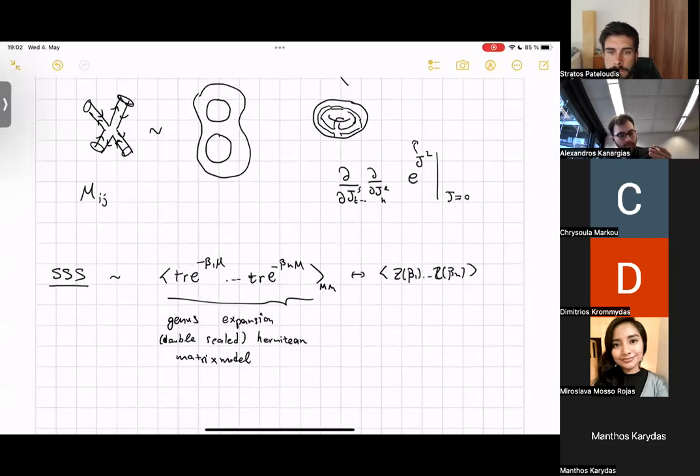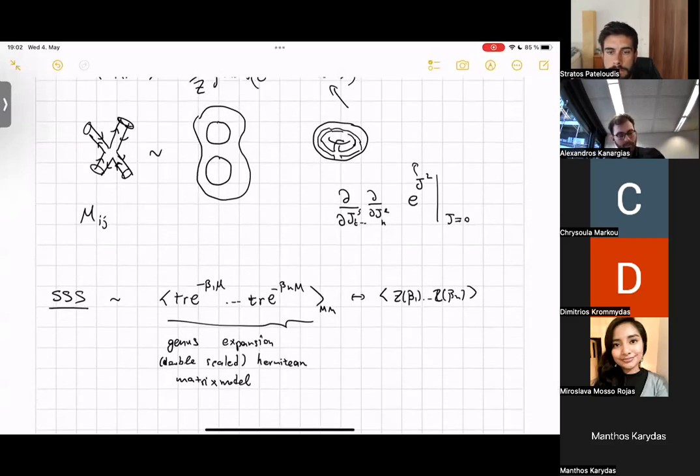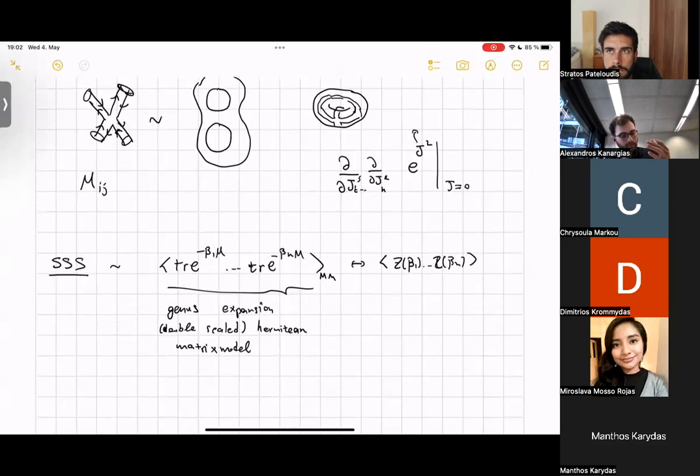But still it is a theory of matrices. So these are also called random matrix theories. And on this side, you have JT and its own genus expansion, like we argued earlier. And they show that these two things are compatible with each other.